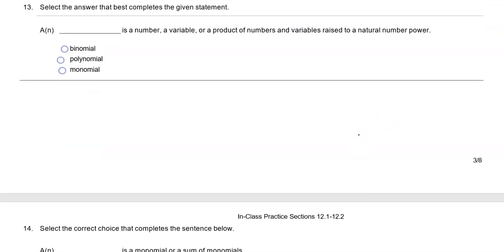Select the answer that best completes the given statement. A monomial is a number, a variable, or a product of numbers and variables raised to a natural number power. Or is it a polynomial? That is a number, a variable, or a product of numbers and variables raised to a natural number power. In this case, we'll select a monomial, because a monomial can be a number, such as a -2. It can be a variable, or it can be the product of numbers and variables.